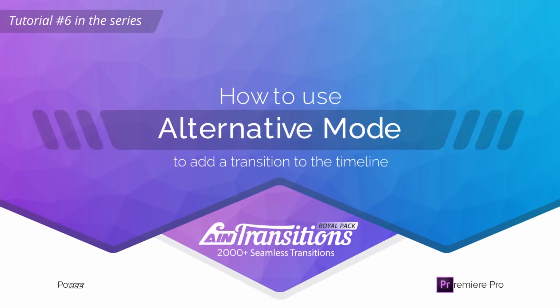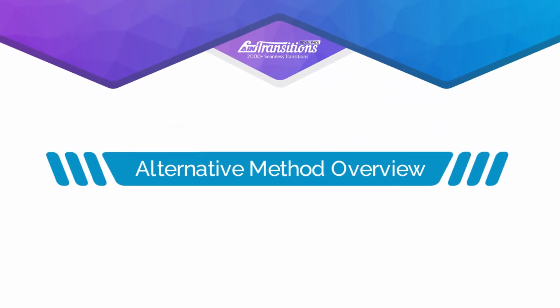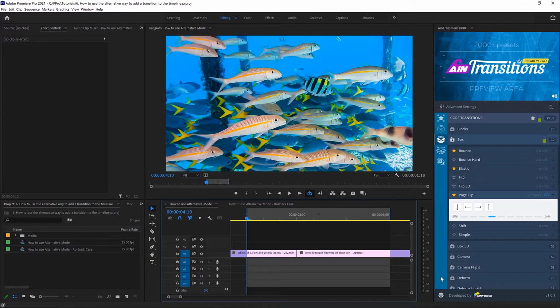In this video, we're going to learn how to use an alternative way to add a transition to the timeline using AIM Transition's Premiere Pro extension. Alternative method overview. An alternative method was created as a fallback option for automatically adding a transition to the timeline.